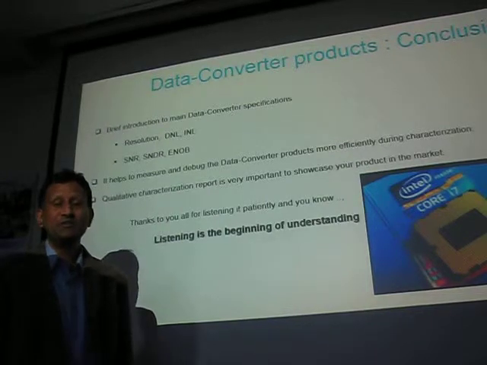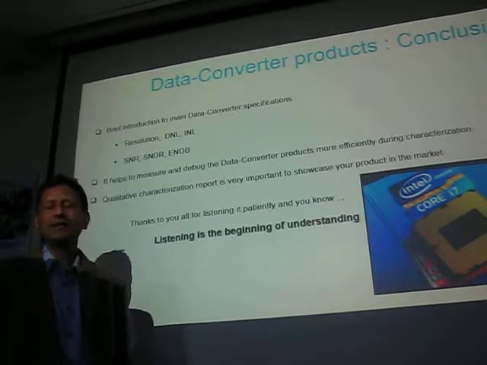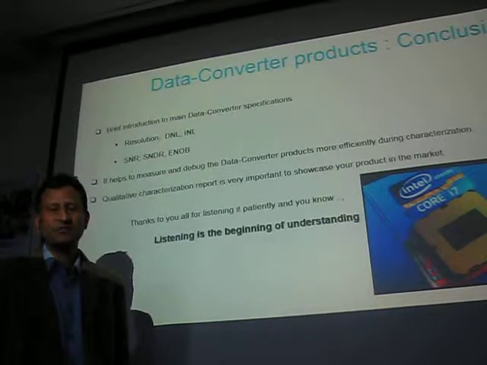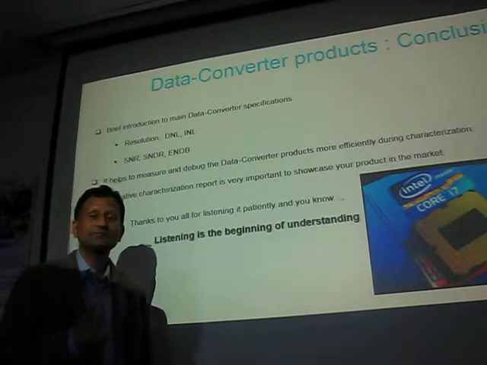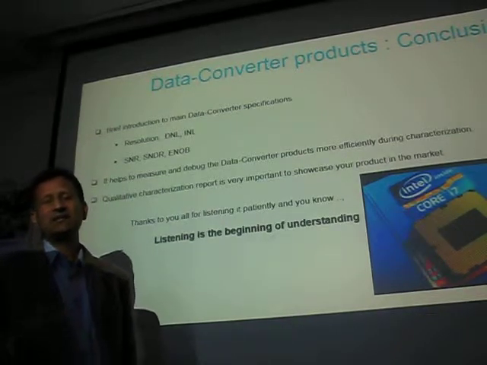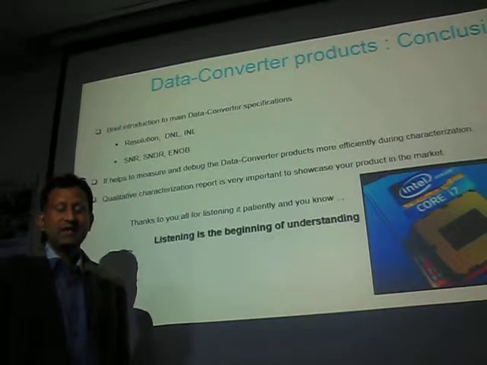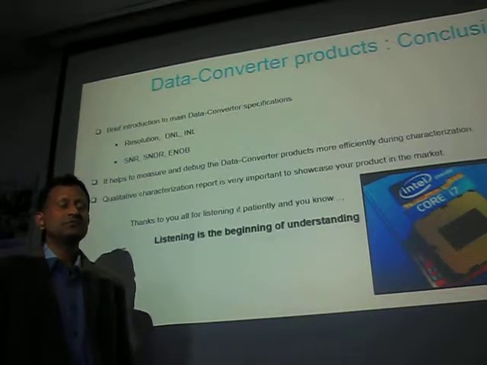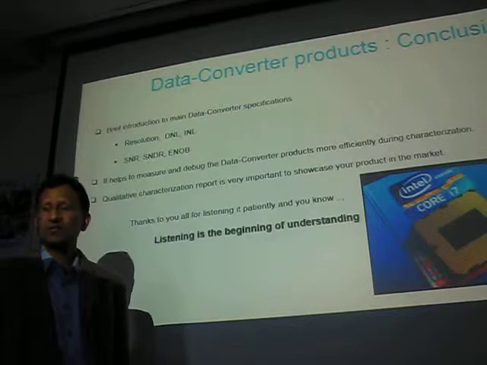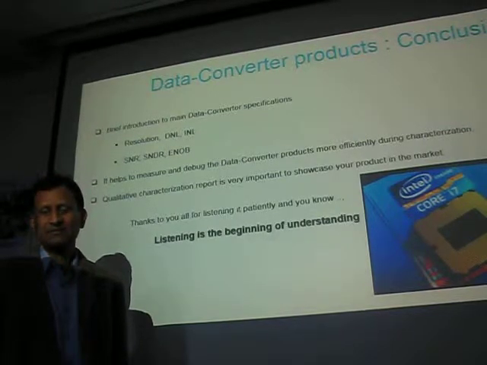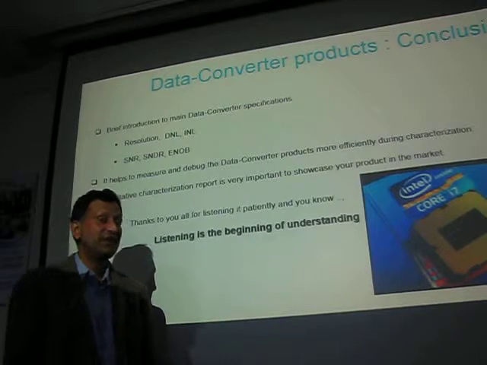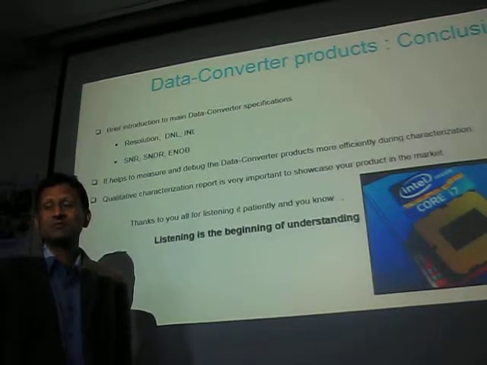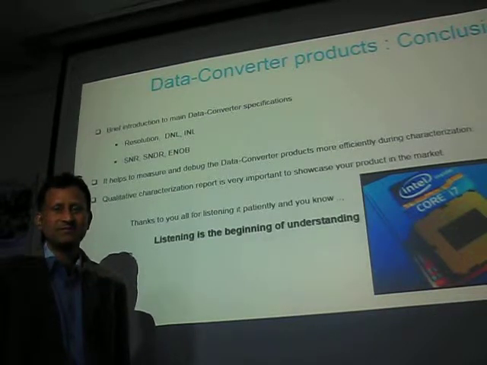So at the last, not the least, we introduced and covered the brief history of data converter development and the introduction of specifications like resolution, DNL, INL, SNR, SNDR, and ENOB. It will surely help to characterize and to debug the data converter more efficiently, and a qualitative and good characterization report is very important to showcase your products in the market.